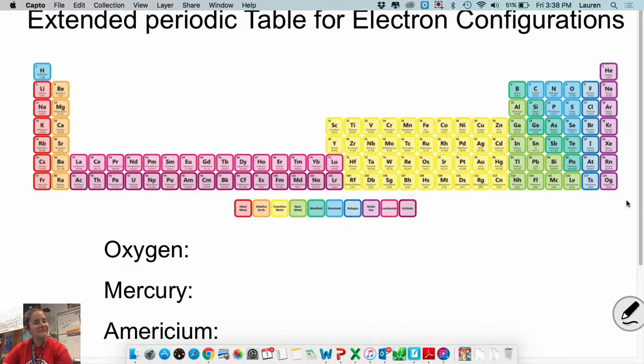Hey guys! So, what we've got going on today is we're going to be talking about electron configurations and all of the things that you can figure out given an element's electron configuration.